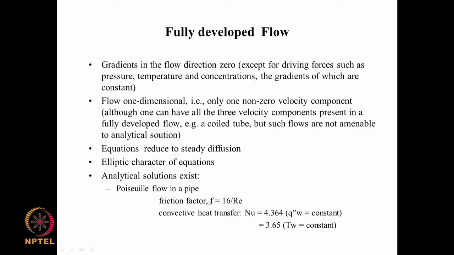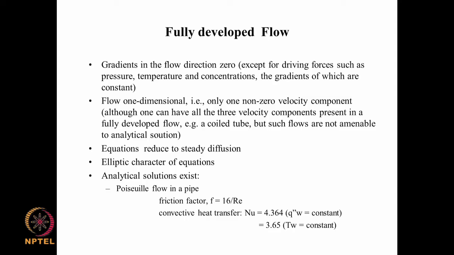and you have Poiseuille flow in a pipe for which you have a friction factor which can be obtained as 16 by Reynolds number, where the friction factor here is defined as the shear stress divided by half rho u square, where u is the average velocity. And you also have the convective heat transfer coefficient expressed in terms of Nusselt number as 4.364 for the constant wall heat flux case and 3.65 for the constant wall temperature case.